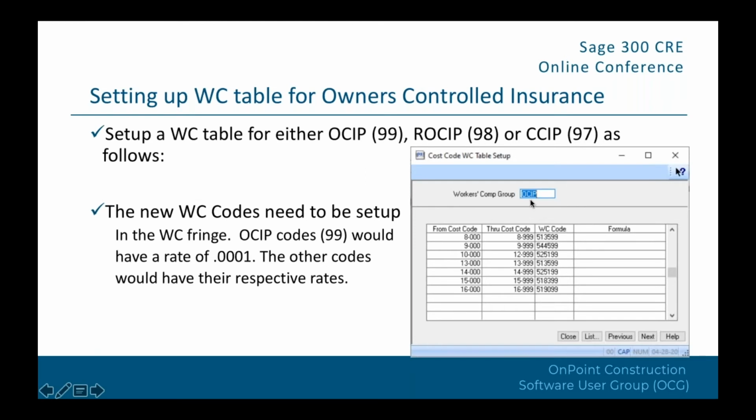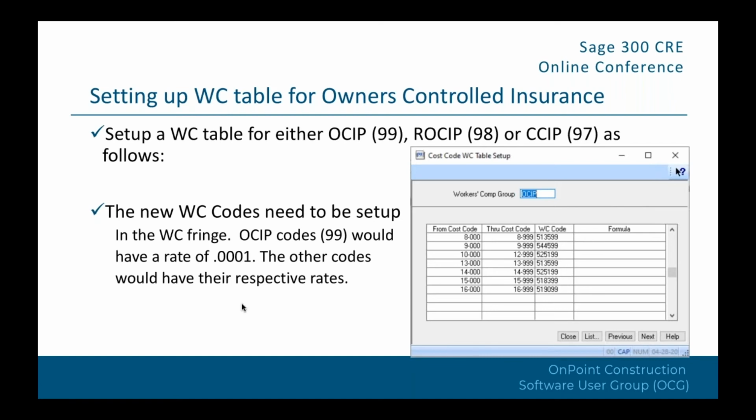So then this OSIP work comp table would be set up on the job that is underneath that owner's controlled program. And you can do the same thing for ROSIP and CSIP, and I just assign 98 and 97 to them. So instead of the 99 here, you'd have 98 or 97.